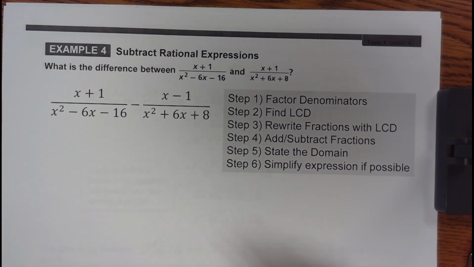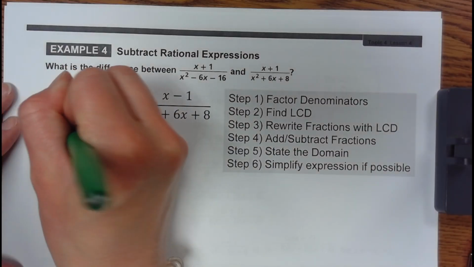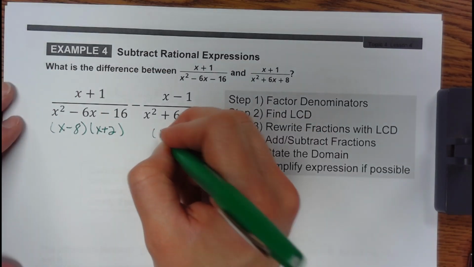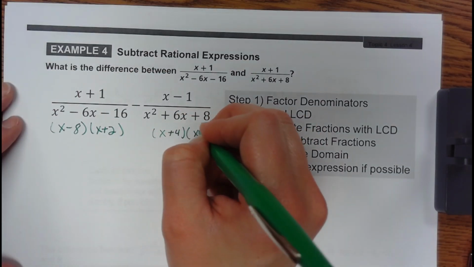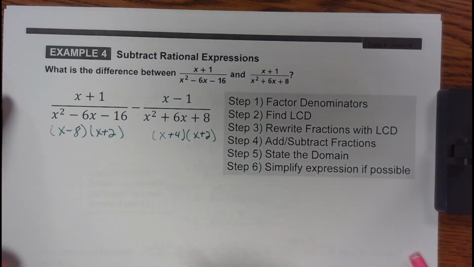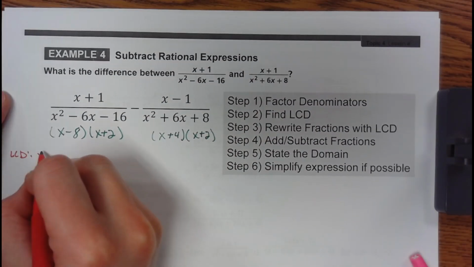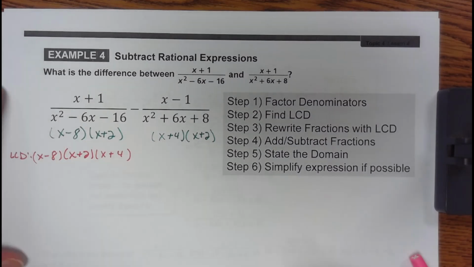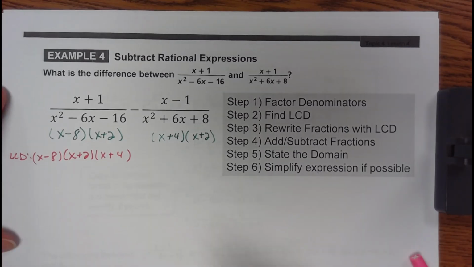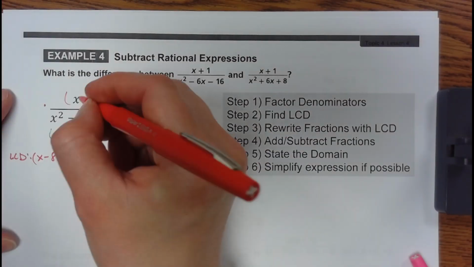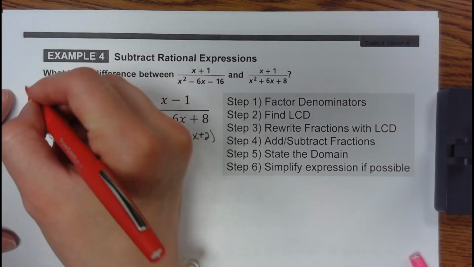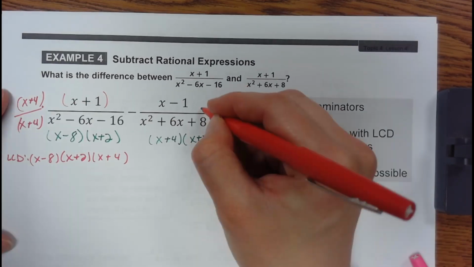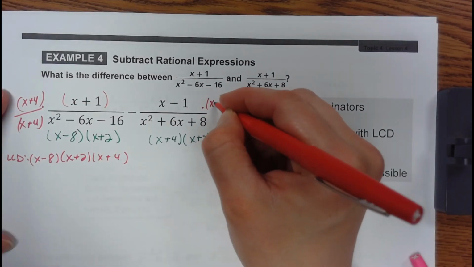Okay, welcome back. If we factored this, we should get x minus 8, x plus 2. Here we should get x plus 4, x plus 2. So our LCD, we would have x minus 8, x plus 2, and an x plus 4. So what is missing from this one? We are going to multiply this one by an x plus 4, and this one by an x minus 8.